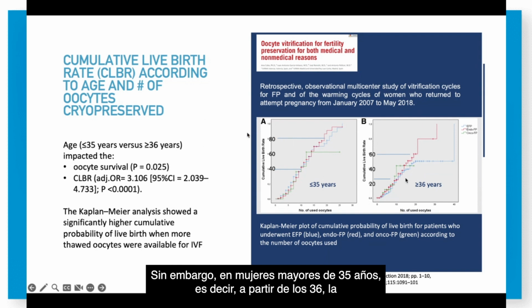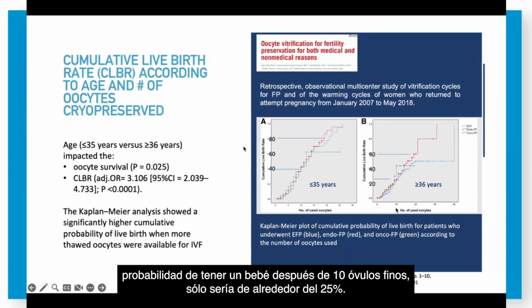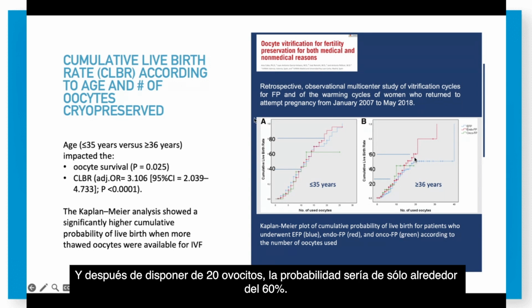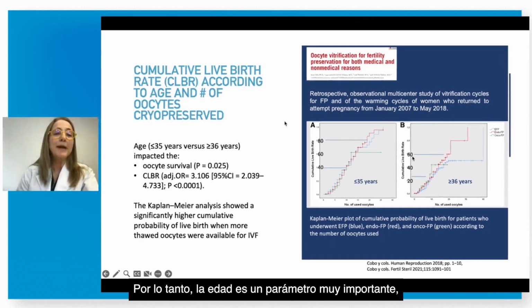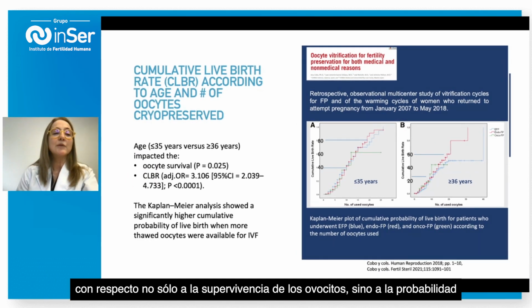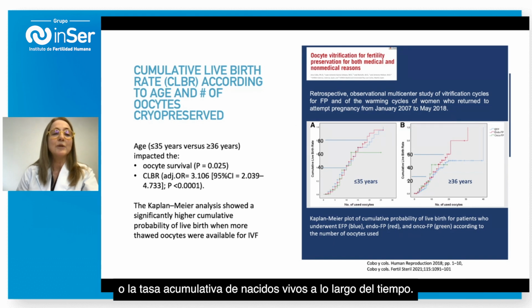However, in women over the age of 35, that is 36 and over, the probability of having a baby after thawing 10 eggs would only be around 25%, and after thawing 20 eggs, the probability would only be around 60%. Therefore, age is a very important parameter with regards not only to oocyte survival, but to the probability or cumulative live birth rate over time.